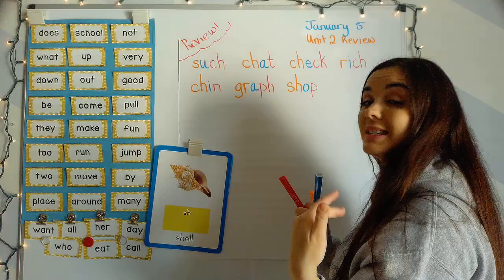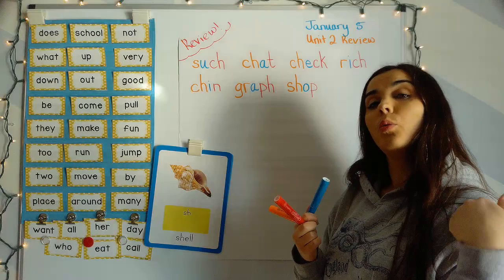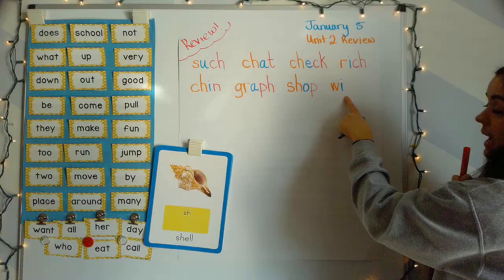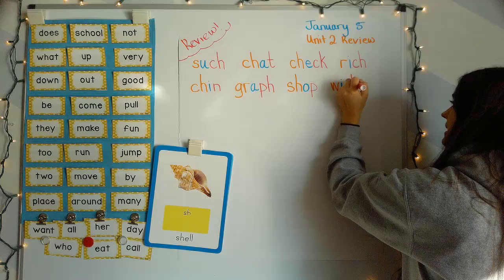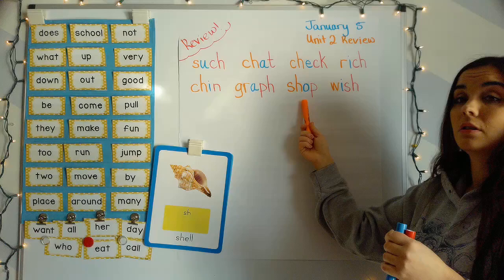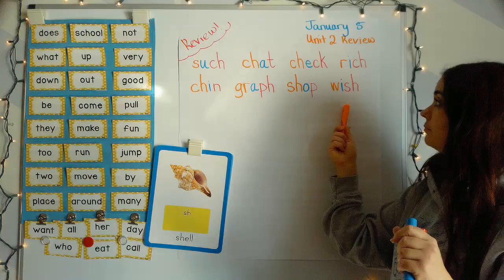All right, next word, wish. Your turn. W-I-S-H, wish. W says w. I says i. Here's SH at the end of the word this time. Sh, w, i, sh, wish. Excellent. So let's read our second line. Chin, graph, shop, wish. Your turn. Thank you.